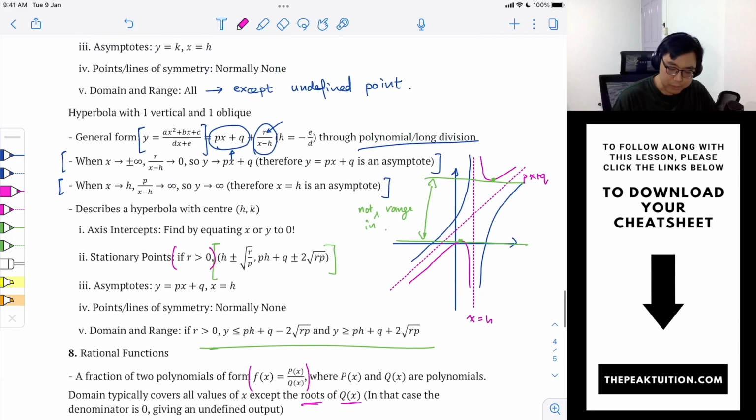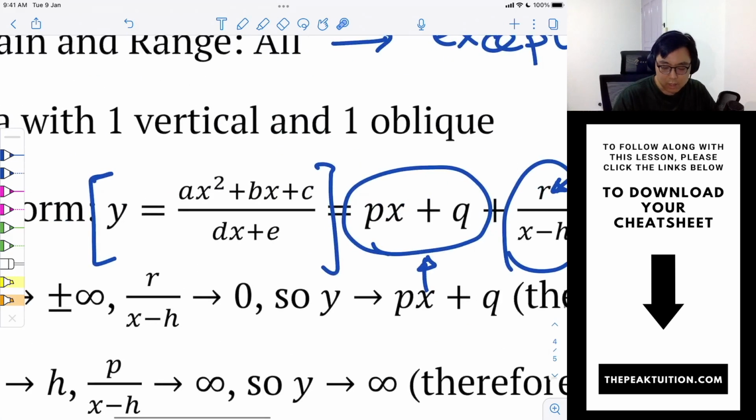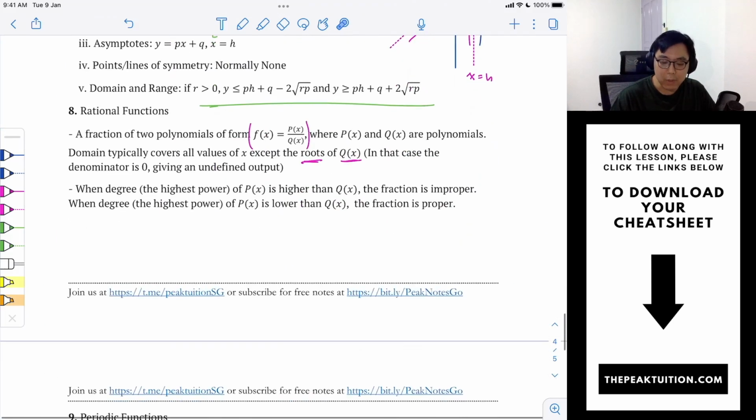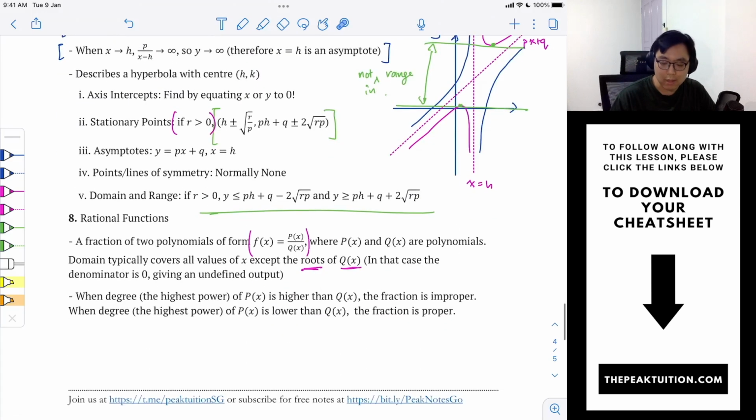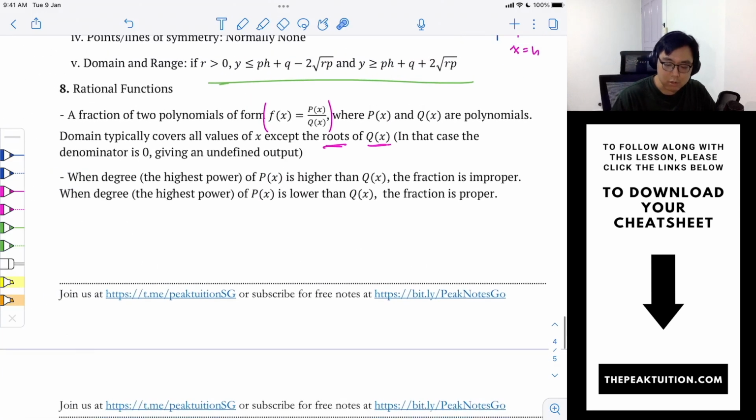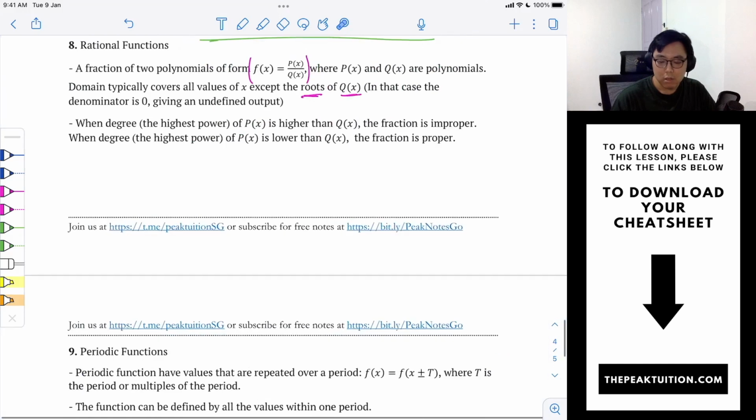So for example, this graph over here, you see the degree of the top is 2, the degree of the bottom is 1. Basically the highest power on top is 2 and the highest power below is 1. So in that case, the fraction is considered improper. When the degree of p is lower than q, then it's proper. So try and make it proper.